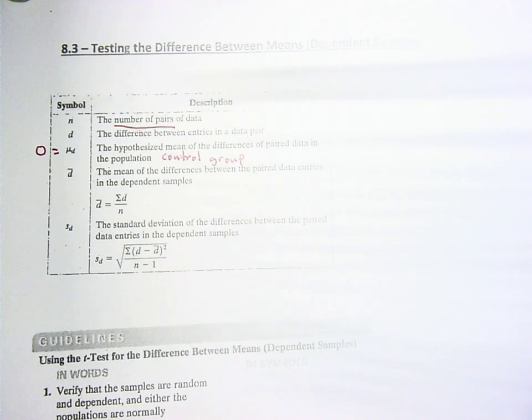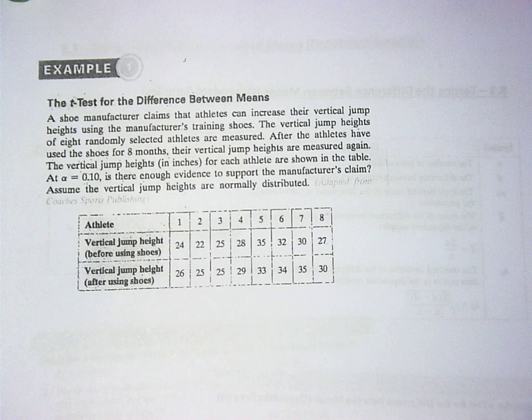All right. A shoe manufacturer claims that athletes can increase their vertical jump heights using the manufacturer's training shoes. The vertical jump heights of 8 randomly selected athletes are measured after the athletes have used the shoe for 8 months, and their vertical jump heights are measured again. The vertical jump heights in inches for each athlete are shown in the table at alpha equals 0.1. Is there enough evidence to support the manufacturer's claim? We assume that they're normally distributed.